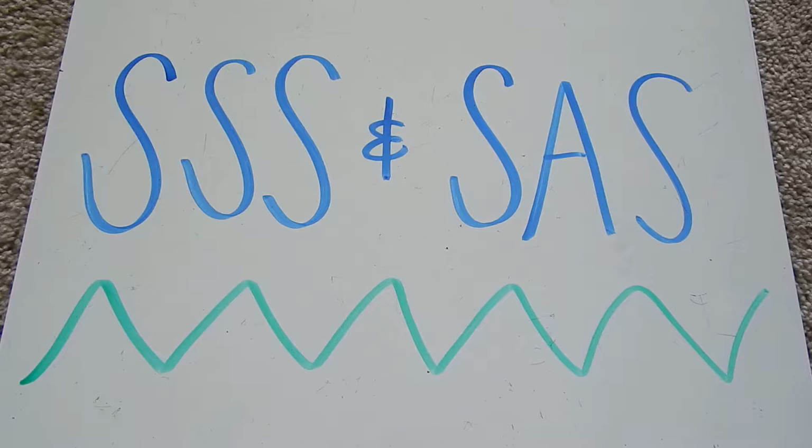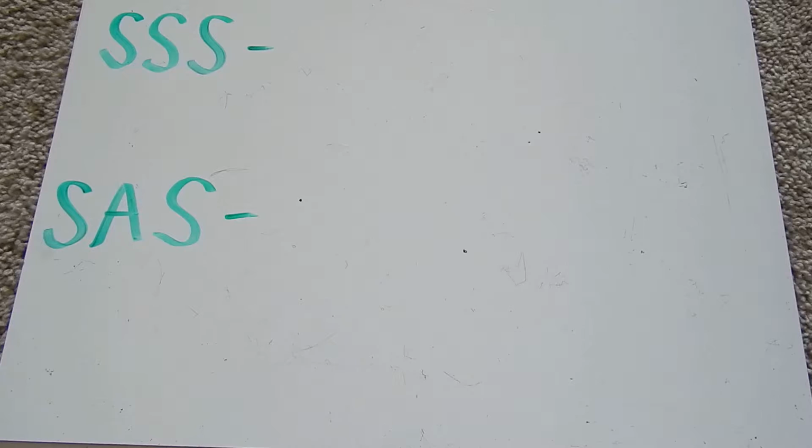Today's lesson is over SSS and SAS, and we will discuss what those are. So these are two ways to prove two triangles are congruent.